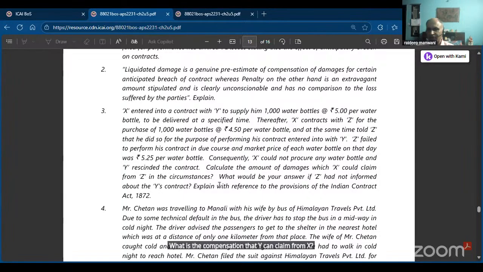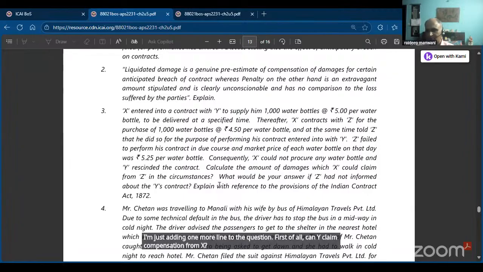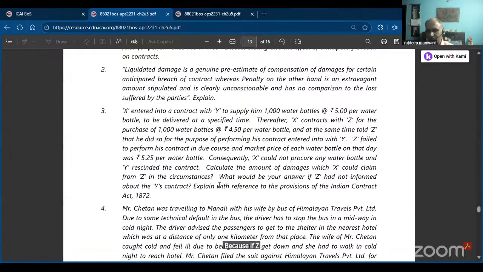I'm just adding one more line to the question. First of all, can Y claim compensation from X? Because if Z is not supplying to X, X will also not be able to supply to Y, right? Yes, sir. Can Y claim compensation from X? Yes or no? Yes, sir.